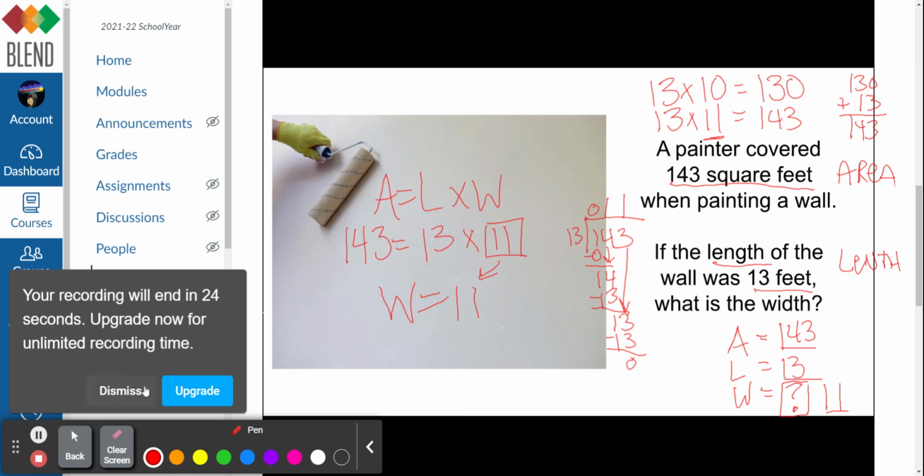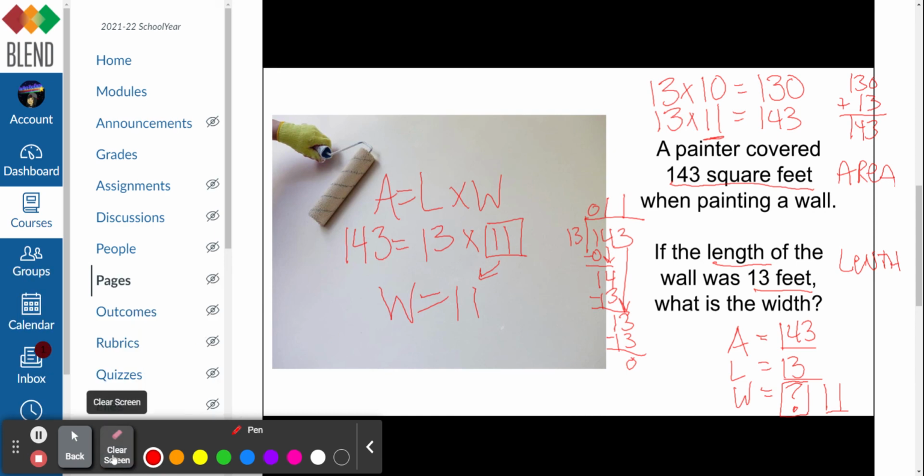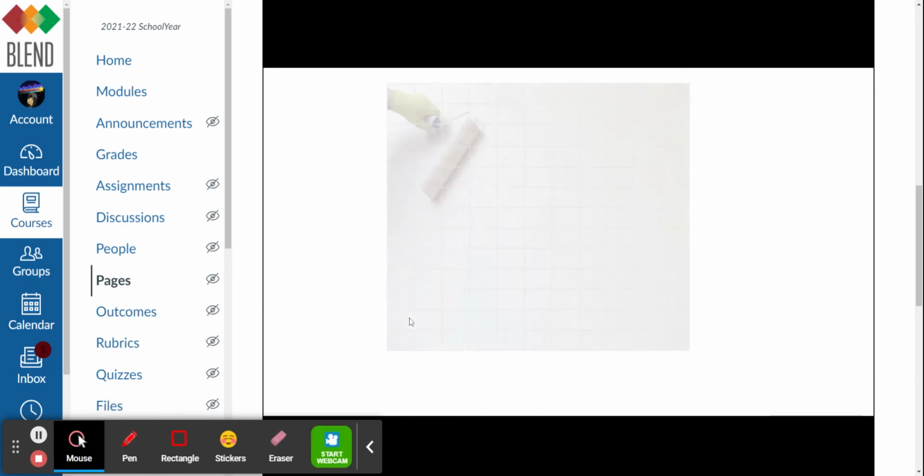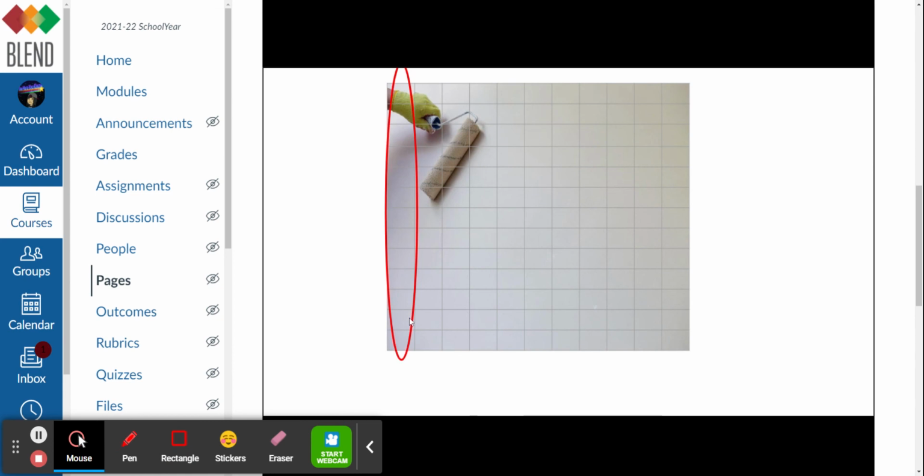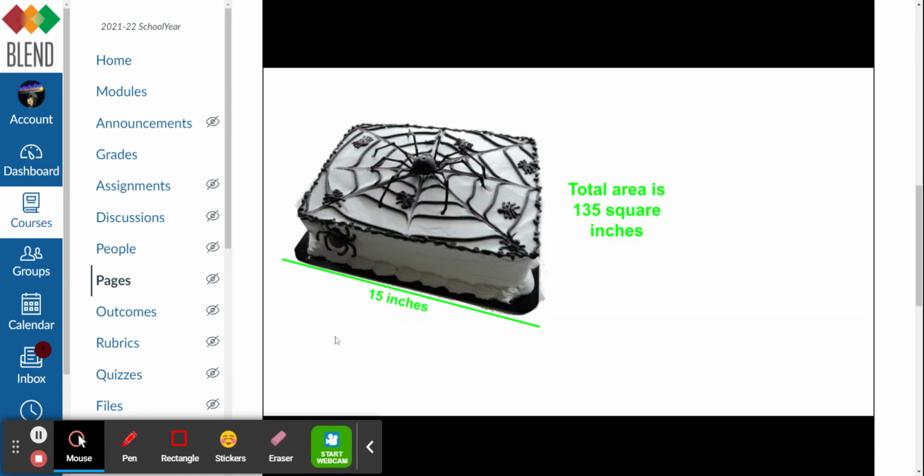So we're going to do that on the next problem as well. So go ahead and try the next one. We know the area is 135 and one length is 15. Organize your information and use the formula. And I'll see you back here in a second.